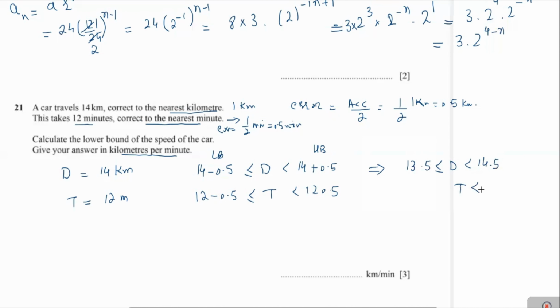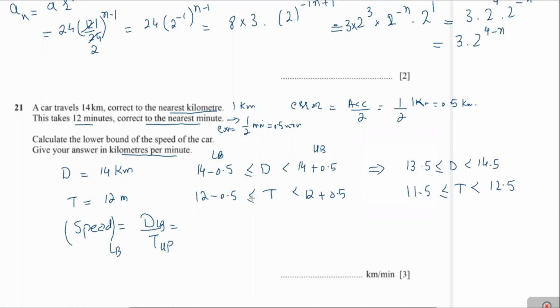Now we have to find the speed. Speed of the car will be equal to distance divided by time. Now we have to find the lower bound value of the speed of the car. For the lower bound value, the distance should be in lower bound and time should be in upper bound value.